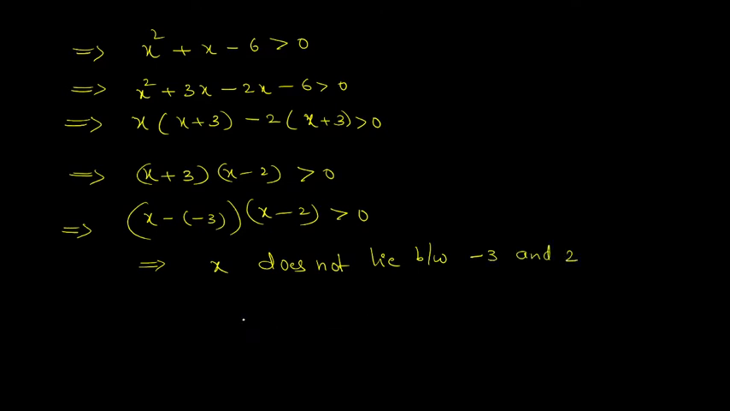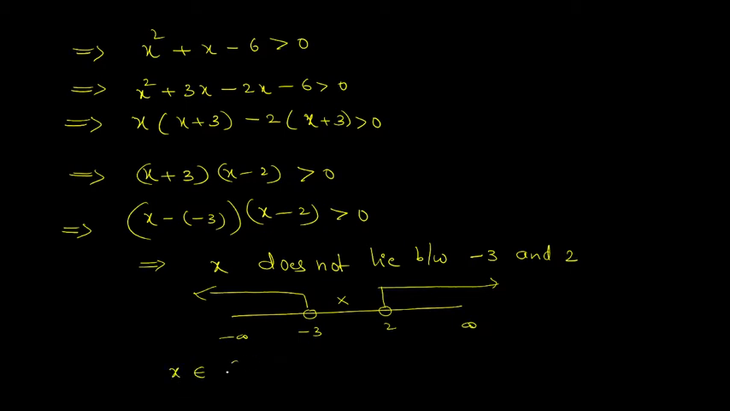That means this is minus 3 here, this is 2. x does not lie between them, meaning x is on this side or on this side, not in between. So from minus infinity to plus infinity, the range of x is x belongs to minus infinity to minus 3 union 2 to plus infinity. But options are given.